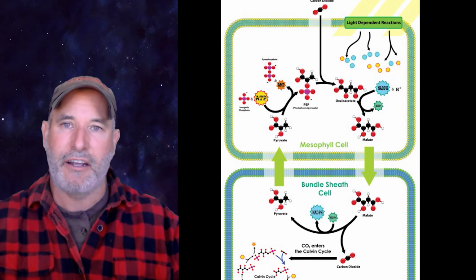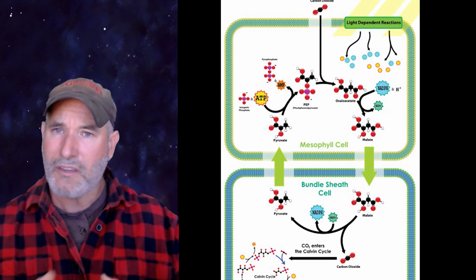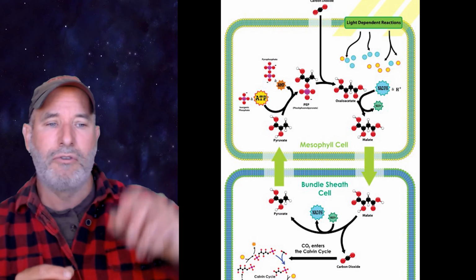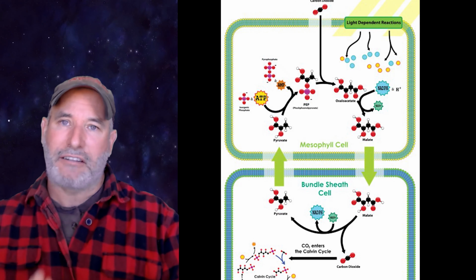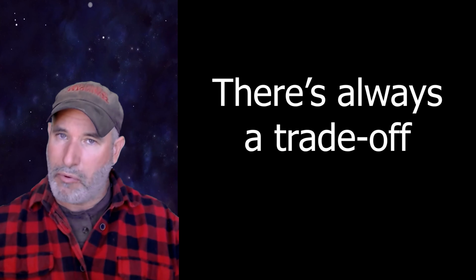We concentrate it in the bundle sheath cells. We prevent carbon dioxide levels from getting too low there. And then we form the pyruvate. The pyruvate gets moved back into the mesophyll cells where it's once again activated by adding an ATP. So this should tell you a couple of things.